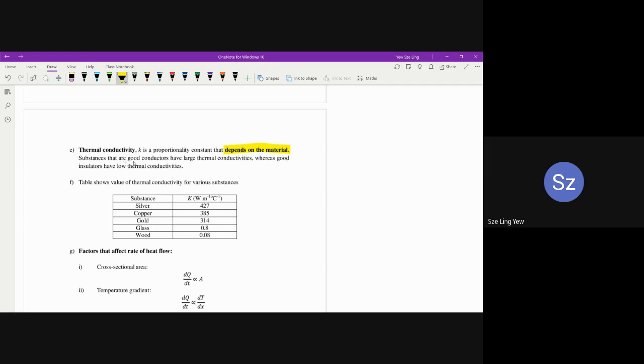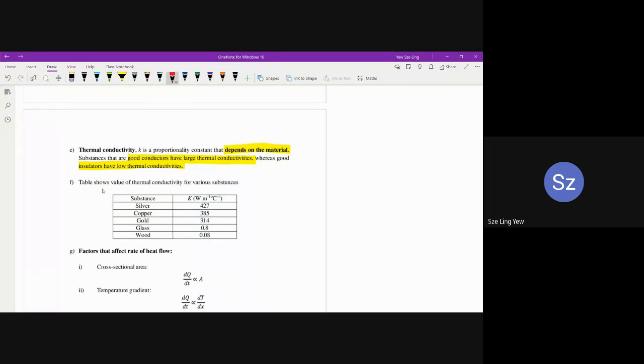Sometimes the questions will ask you to justify which one is a better conductor. Then what should you do? You compare the values of K, the K of two given objects. Maybe it tells you metal 1 and metal 2, and asks which metal is a better conductor. How are you going to justify your answer? You check the thermal conductivity. You calculate the K for metal 1, you calculate the K for metal 2, and then you compare the values.